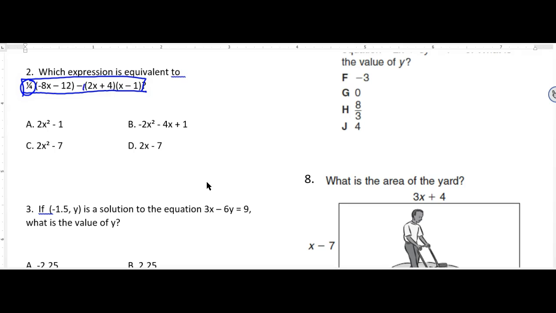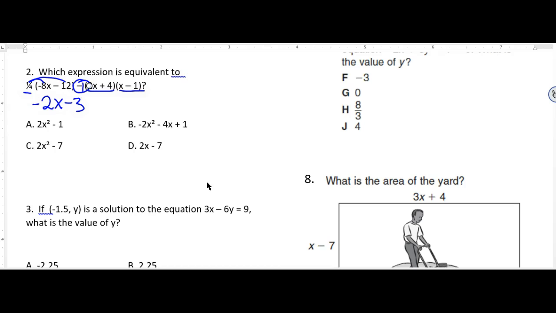There's a negative 1 here I need to be careful of. And these are two binomials being multiplied to each other. That is a FOIL problem. So, two distributions and a FOIL. I'm going to distribute this first and get negative 2x minus 3. Then I'm going to FOIL first, then deal with that negative 1.